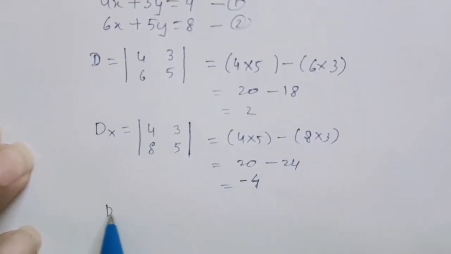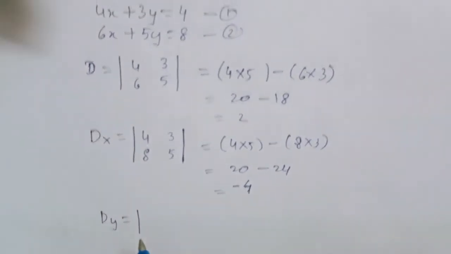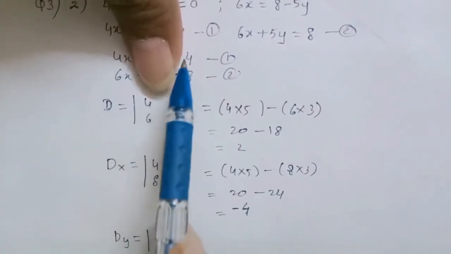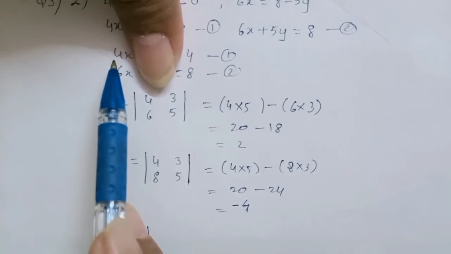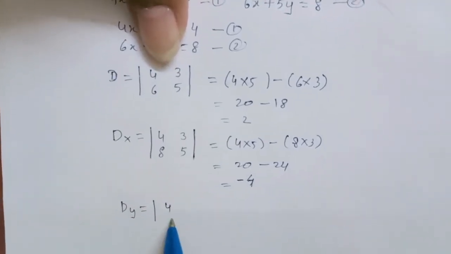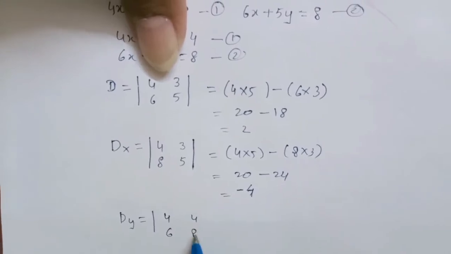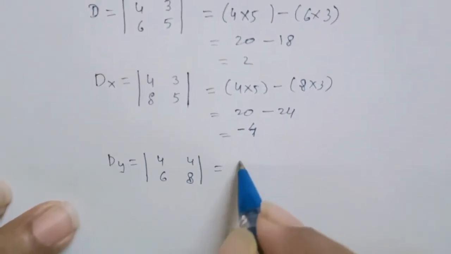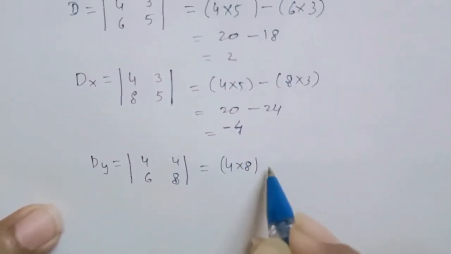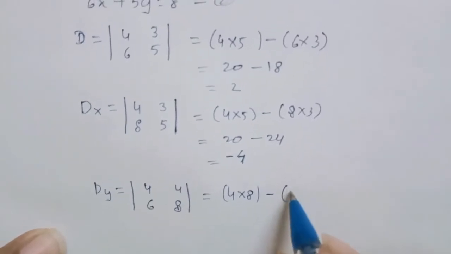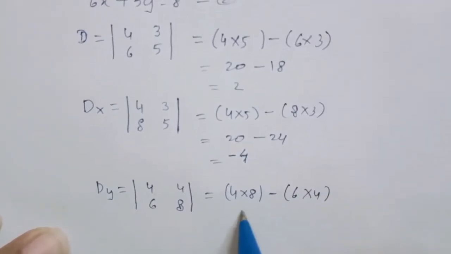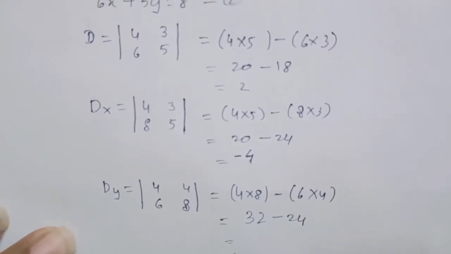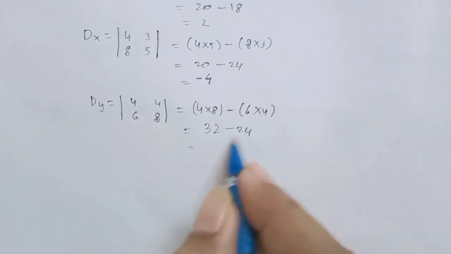Now to find determinant dy, hide y. We can see very clearly 4, 6, 4, 8. Find the determinant of 4, 6, 4, 8 and solve in a similar fashion. 4 into 8 minus 6 into 4. 4 8s are 32 minus 6 4s are 24. 32 minus 24 is 8.